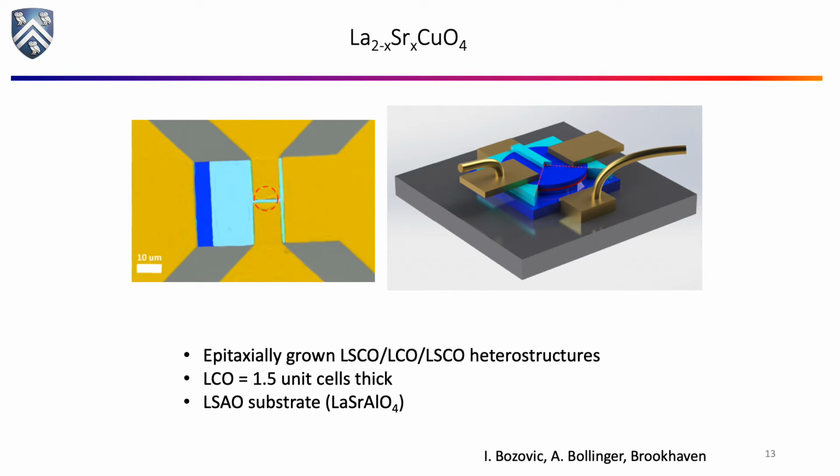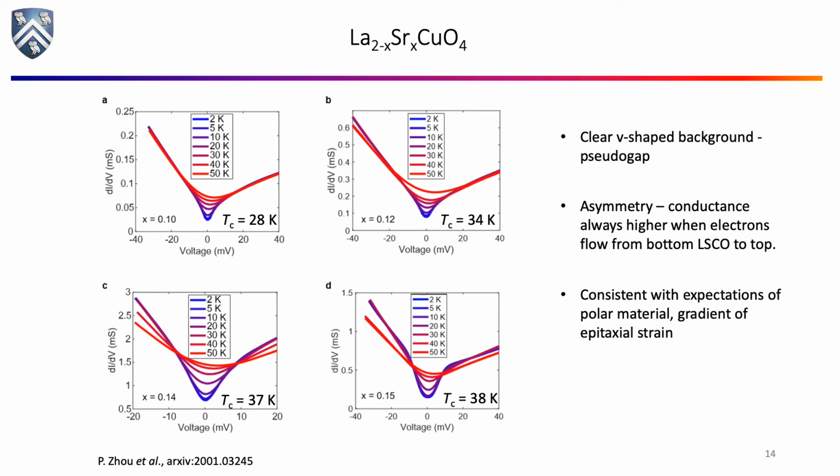And if you go and you do that and you measure differential conductance, what do you see? Here's the raw data for 4 different doping levels. I've indicated the doping levels and the transition temperatures for each, and the x equals 0.15 is close to optimal doping. So what you find is there's a clear V-shaped background.